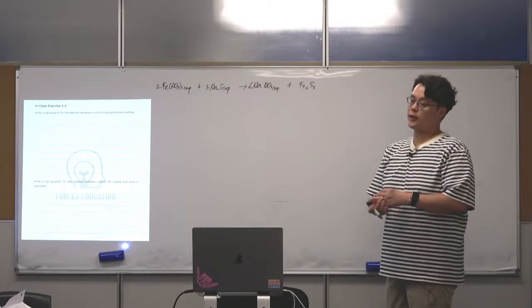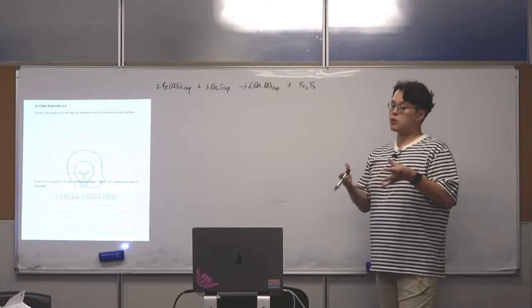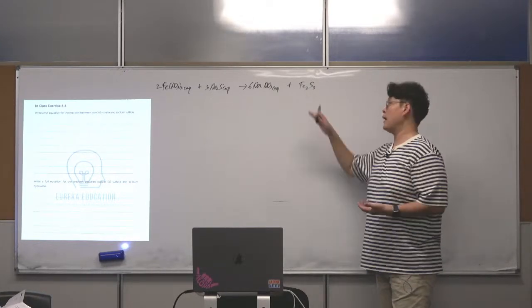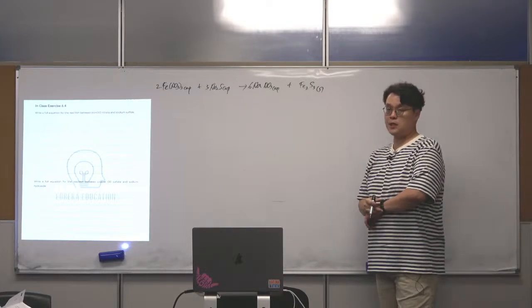Now, iron(III) sulfide. If you look at your solubility tables, sulfide is mostly insoluble except for the SNAP ions. That means iron(III) sulfide is most likely a solid there. This is the full equation.